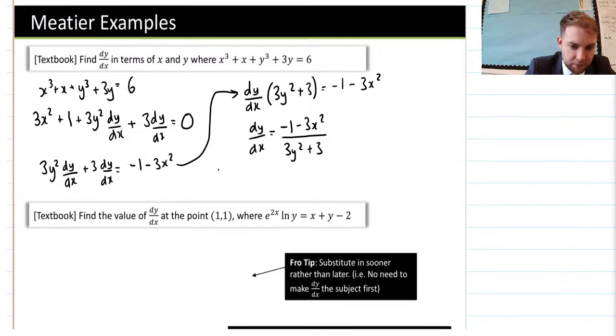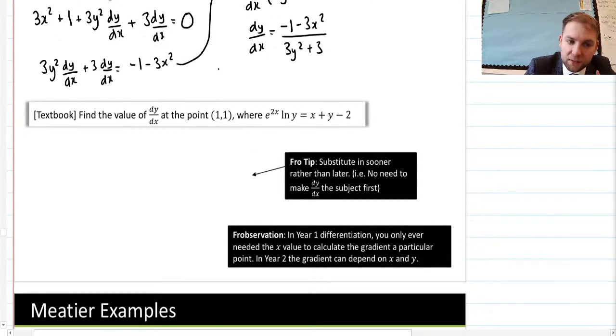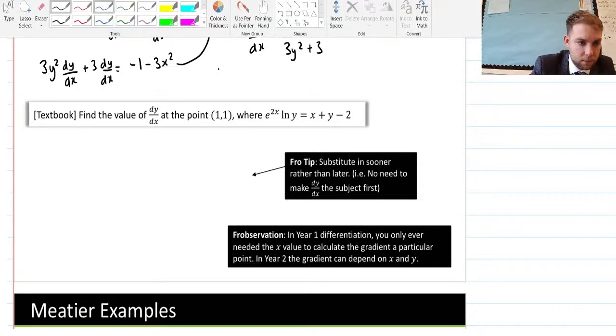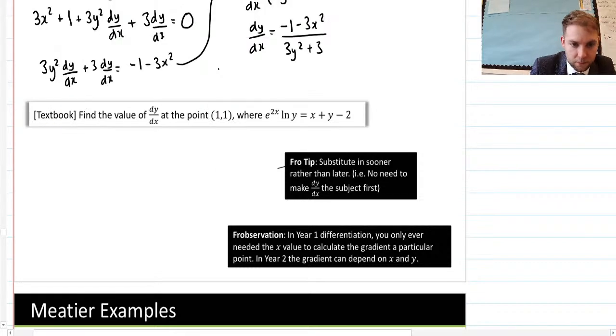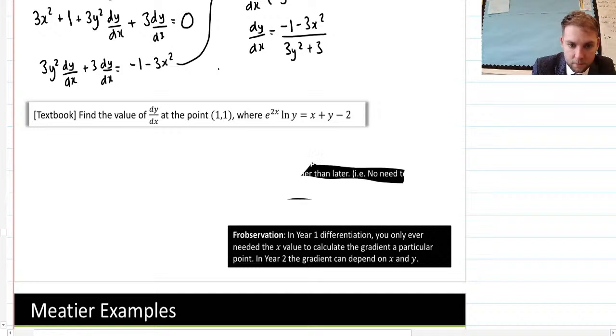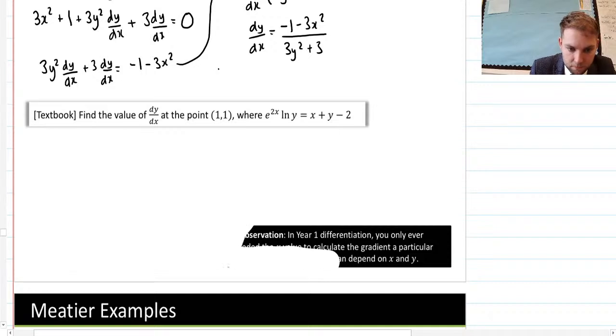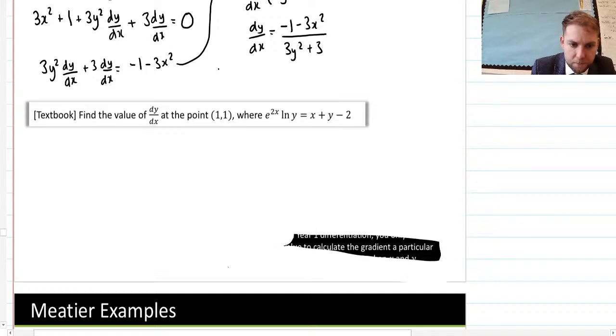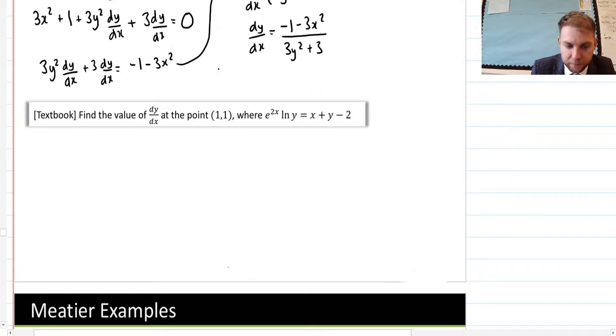Let's have a look at this next one here then. So find the value of dy by dx at the point 1, 1, where we've got this one here. So let's get rid of all of these first. So first thing we've got to do is differentiate this with respect to x, okay? So let's just write down what we've got.